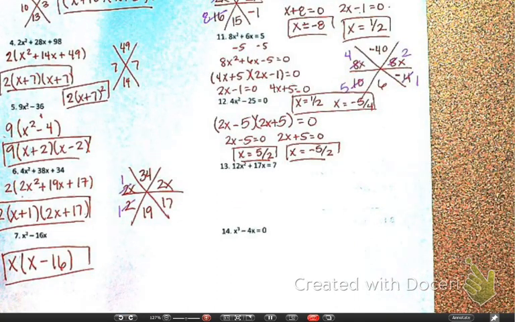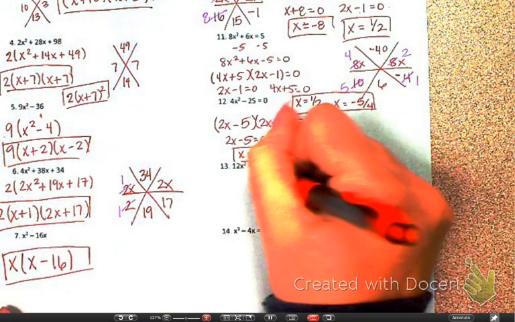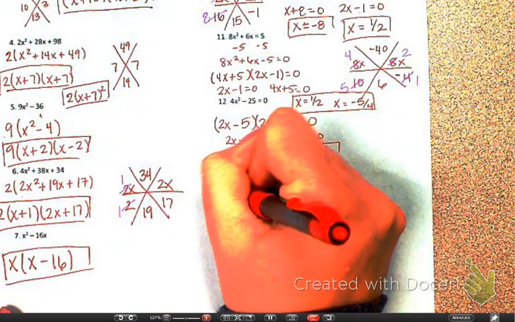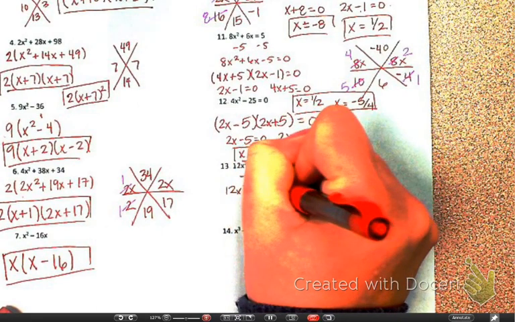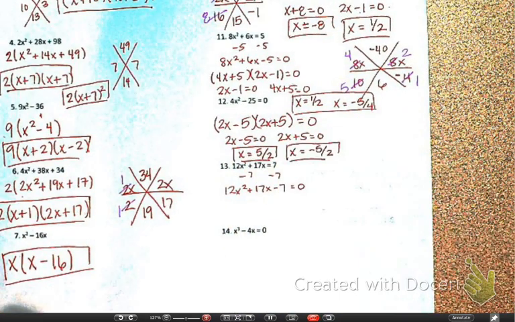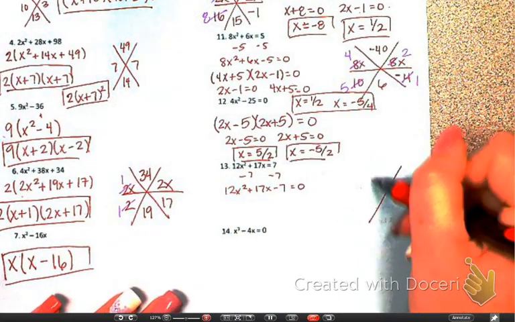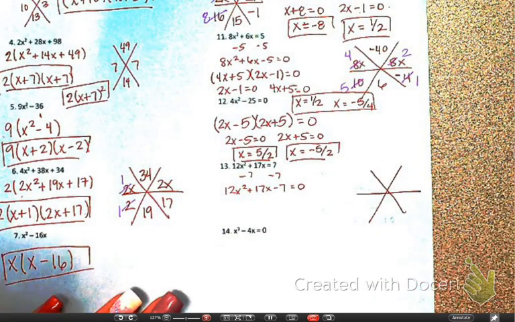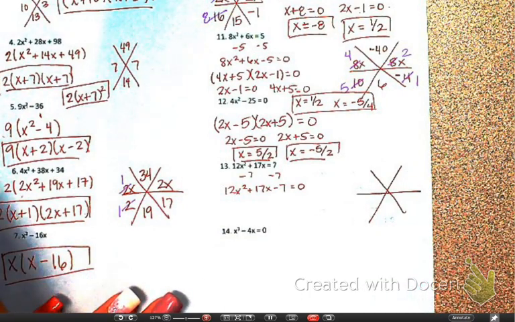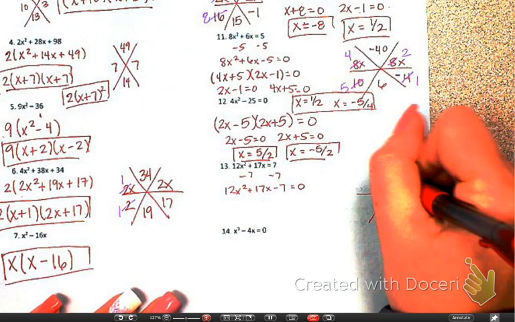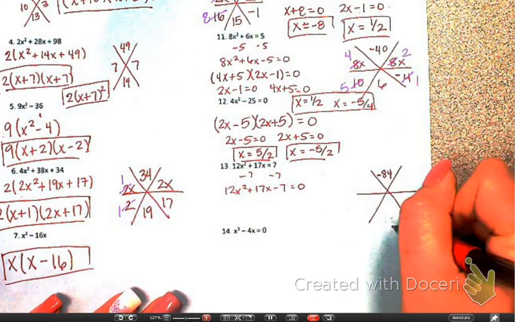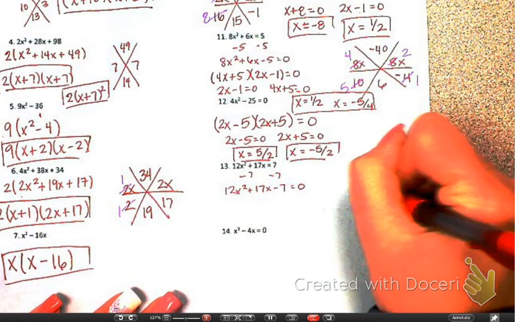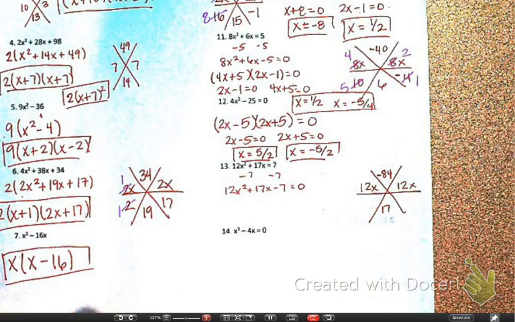Number 13. Subtract 7. 12x squared plus 17x minus 7 equals 0. There is not a GCF, so I'm going to go straight to the super X. 12 times negative 7 is negative 84, and 17. And then I have 12x and 12x. Two numbers that multiply to negative 84 and add to 17.